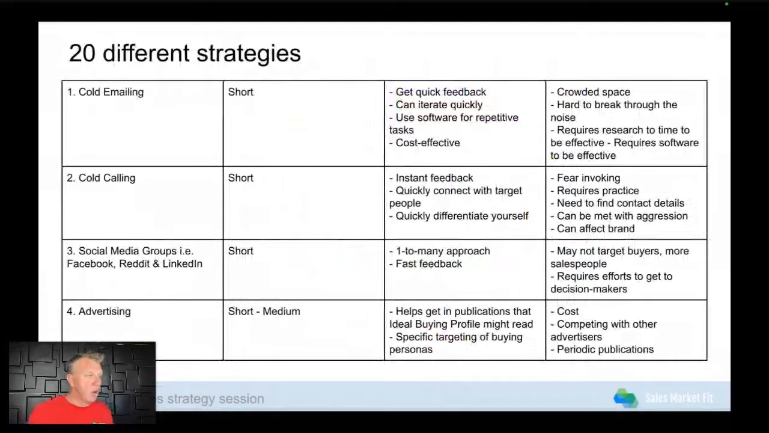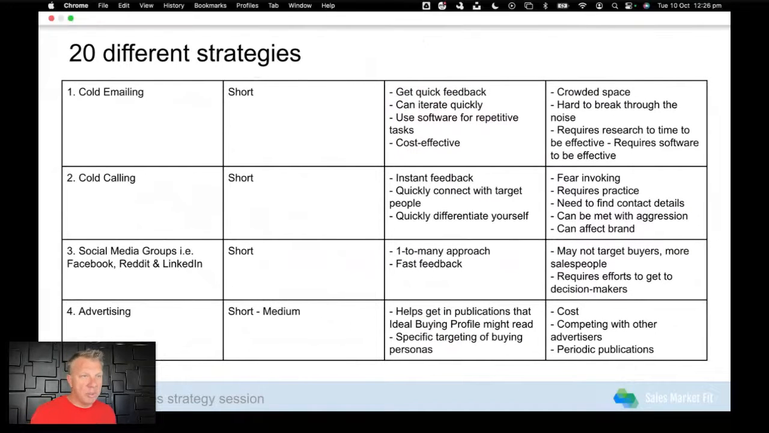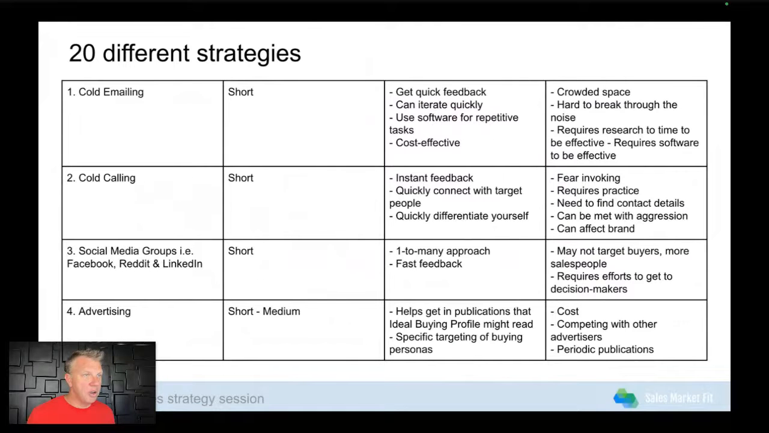Right. So what I want to do here is cover the 20 different lead generation strategies quickly. What I'm going to do here, though, is, don't worry about taking screenshots or anything like that. I've just released a takeaway. Now, the takeaway has all these strategies in a PDF document. So feel free to download that, take a copy.